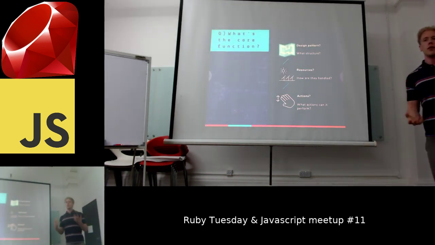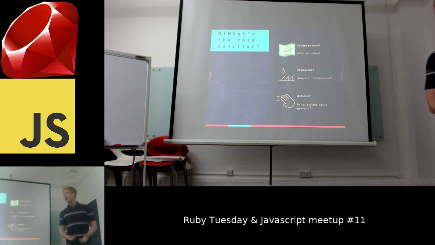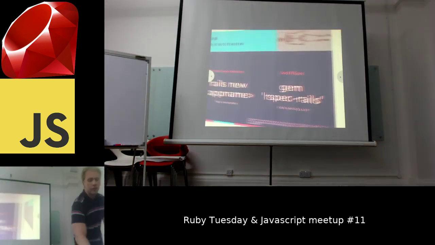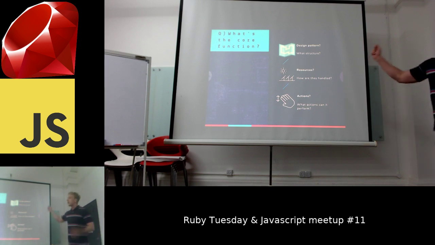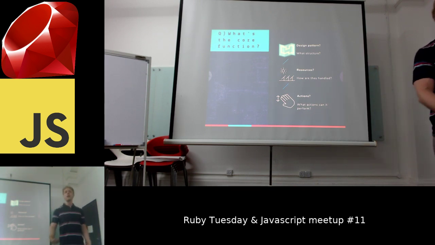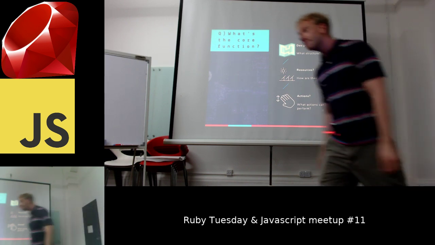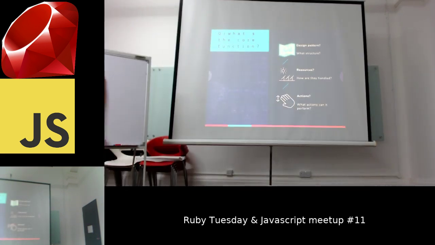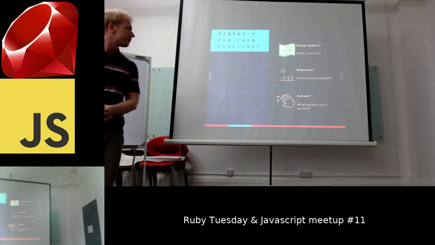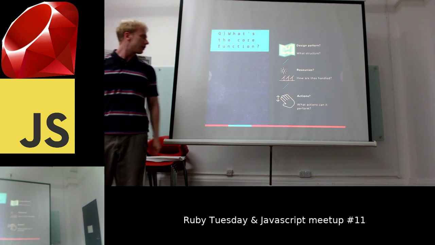So my question to you is, the app we just looked at, the app that I generated with Rails new, what are the characteristics of the app? Is there any particular design pattern? What might be the resource? What can it do? What did you observe about the app that I quickly showed you? Yes, the main functionality is just to upload photos.